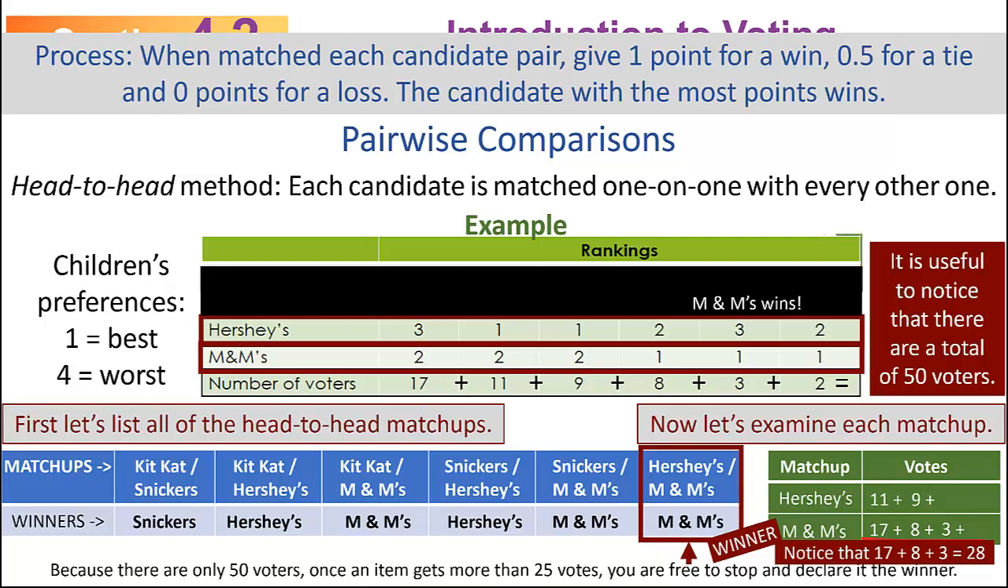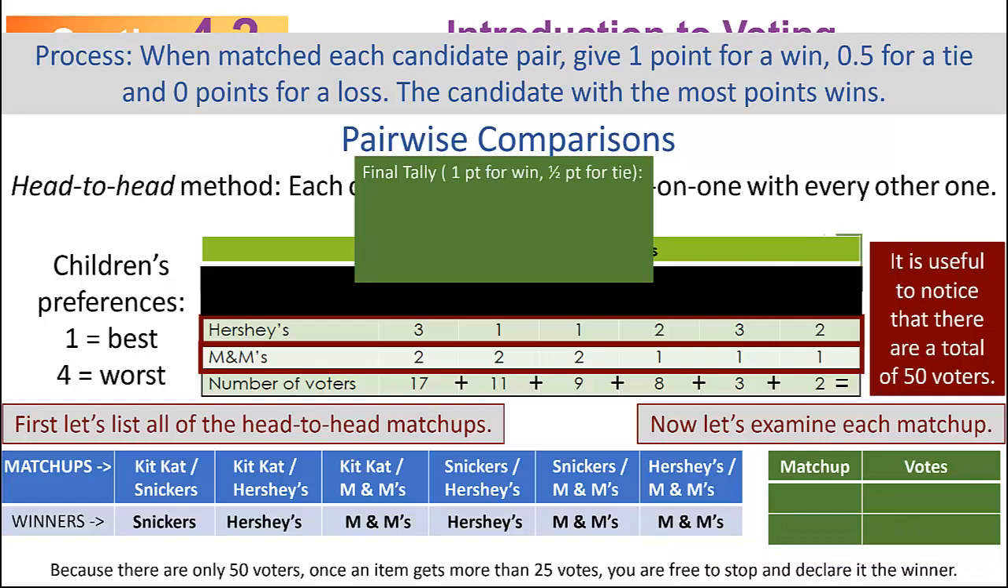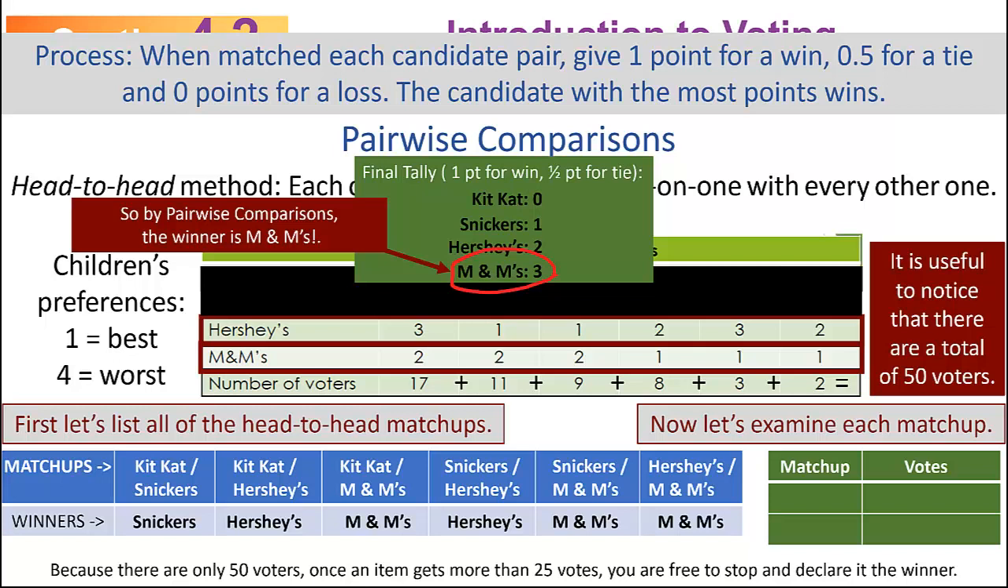And those are all my head-to-head matchups. Now I'm ready to do my tally. Remember, the final tally is 1 point for a win, half point for a tie. If you look at these, Kit Kat won absolutely none of the matchups, so Kit Kat gets 0 points. Snickers won one of those matchups and gets 1 point. Hershey's wins 2 of those matchups and gets 2 points. M&M wins 3 matchups and gets 3 points. So M&M wins more matchups than anyone else. So by pairwise comparisons, the winner is M&M's.